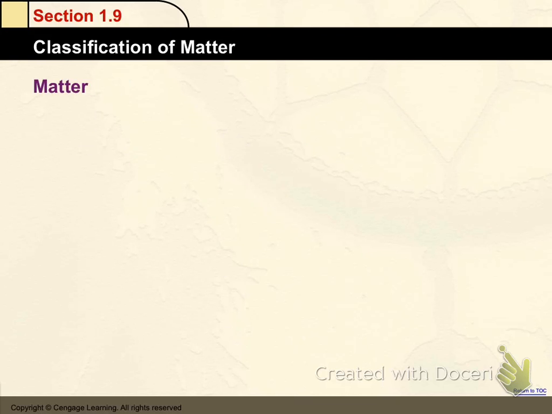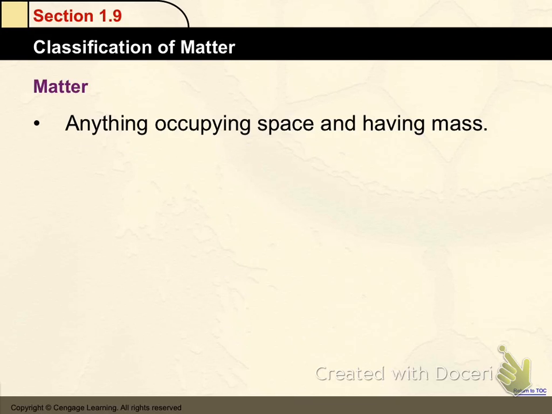All right, 1.9 now. This is the last section in this review unit, section 1, and it's just going to talk about matter and the different ways that we classify matter. Matter, by definition, is just anything that occupies space and has mass. So everything that you look at as you look around your room right now is matter. Light is not matter, but everything else is matter.